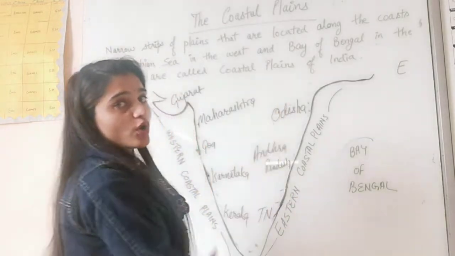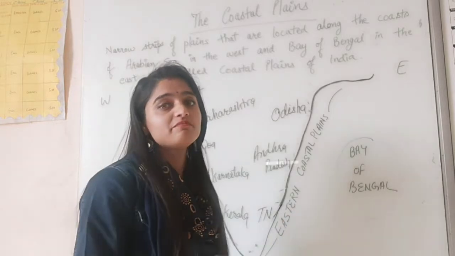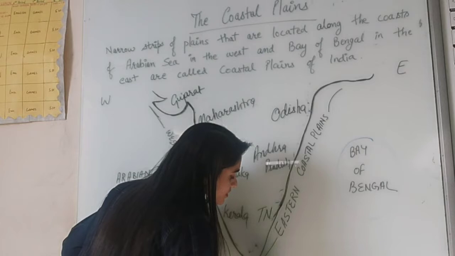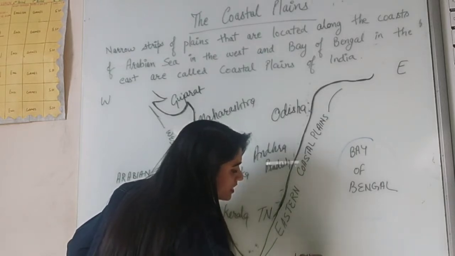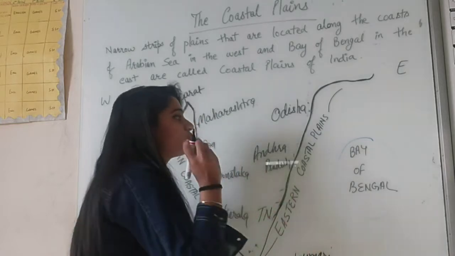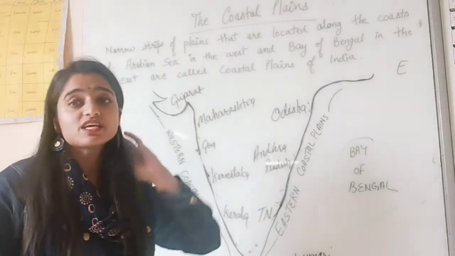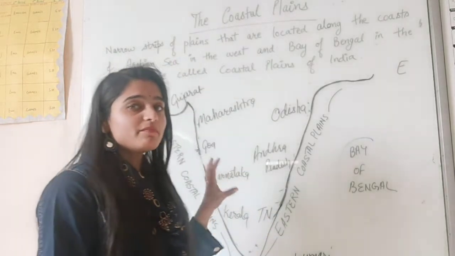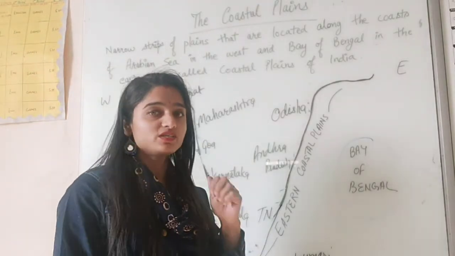Now both the coastal plains, the western coastal plains and the eastern coastal plains, meet each other at a point, Kanyakumari. दोनों ही coastal plains कहाँ जाके मिलते हैं? Kanyakumari में मिलते हैं.